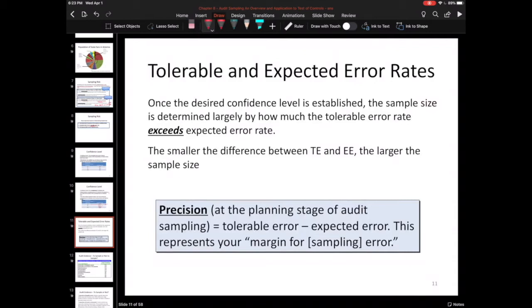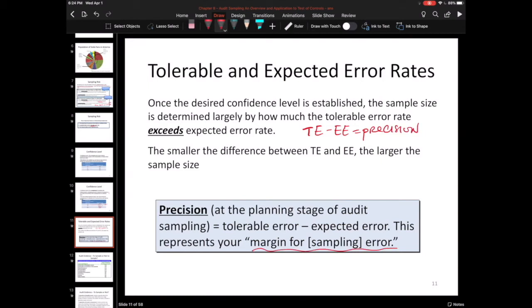For the tolerable error rate, this again is how often you're okay with the control failing and still calling it effective. And your expected error rate is historically how much the control has been failing. So once you've picked your desired confidence level, the rest of the sample size is typically determined by how much the tolerable error rate exceeds the expected error rate, meaning the distance between tolerable error and expected error is sort of your precision or margin for error.